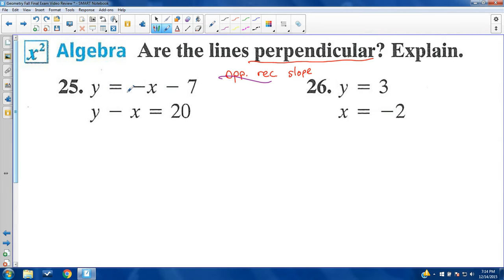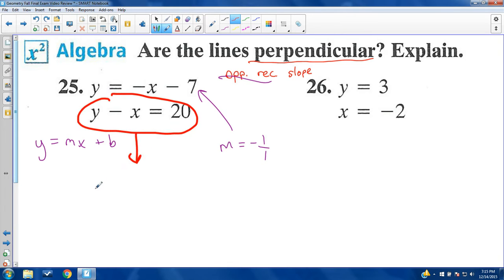So what am I going to do here? Personally, for myself, I want to write this in slope-intercept form. I know that if I do, then my slope will be the number that's multiplied with x. So the first one's already in slope-intercept form, and what's the slope of this one? Well, it's negative 1 over 1. Negative 1 is being multiplied with x to get negative x. That's what's giving me negative 1 over 1. This one, I don't see the slope yet. This isn't written in slope-intercept form, so I need to do that. How do I do that? Add x to both sides. You're going to get y equals x plus 20. Does the y-intercept matter? No. It's not going to matter at all.